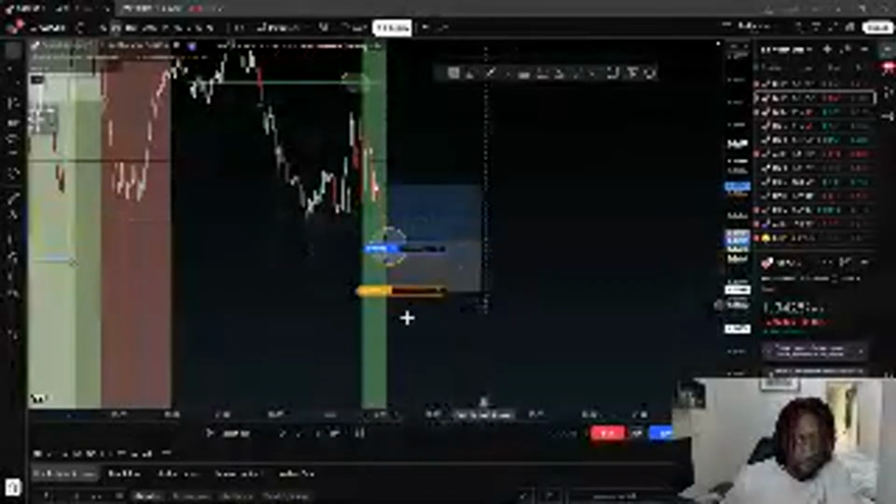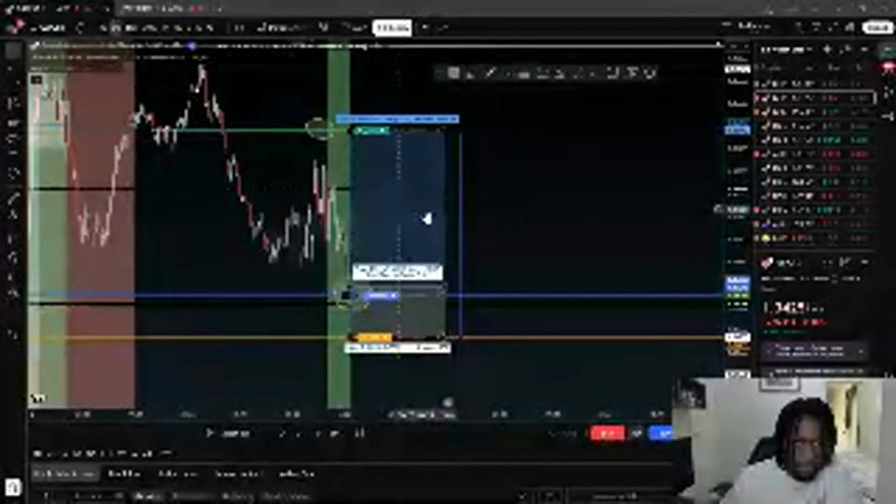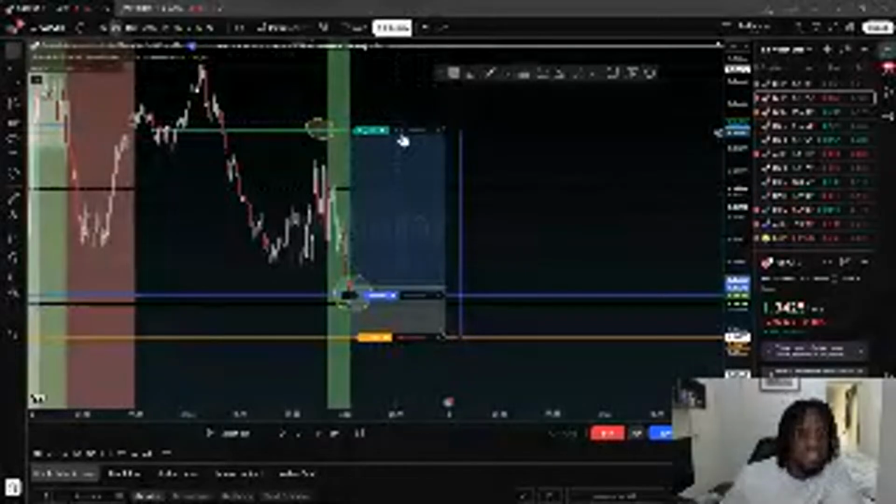Oh, I'm an idiot. I clicked sell on a buy, my bad. Okay, yeah, cool. Risking 50. And right now we are risking 50 to make, is this the right one? 1 to 3, to make 150. Should be risking 50 to make 150.